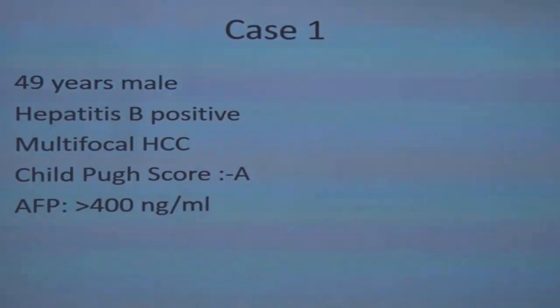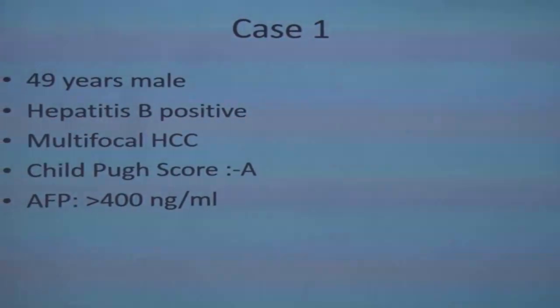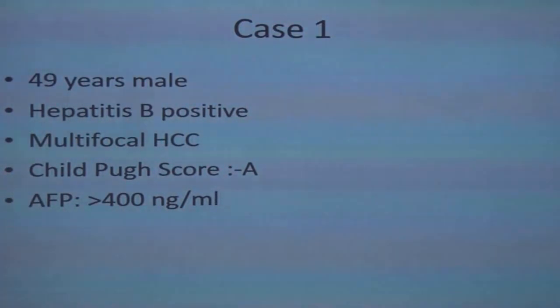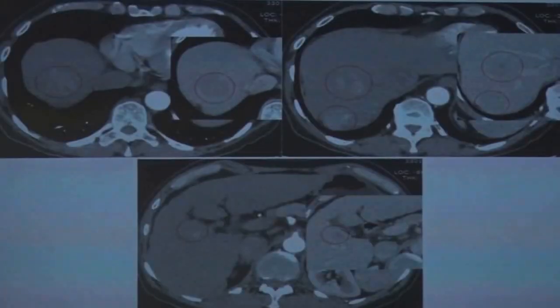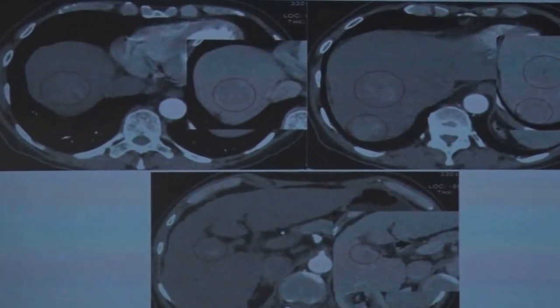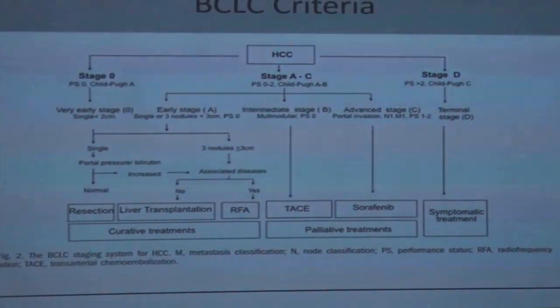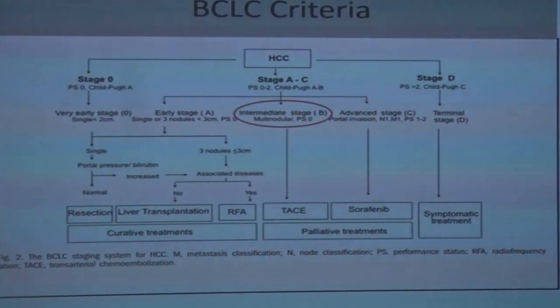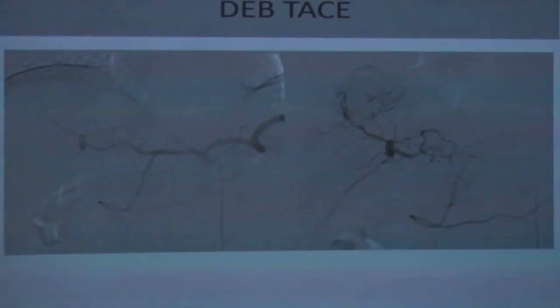Case one is here. My first case is a 49-year-old male, hepatitis B positive, multifocal HCC, Child A, AFP more than 400. These are the triple phase CT scan images, which show multiple arterial enhancing lesions in both lobes with typical venous washout. According to BCLC criteria, this was multinodular HCC, so we have to offer TACE, and we went for TACE in this particular patient.